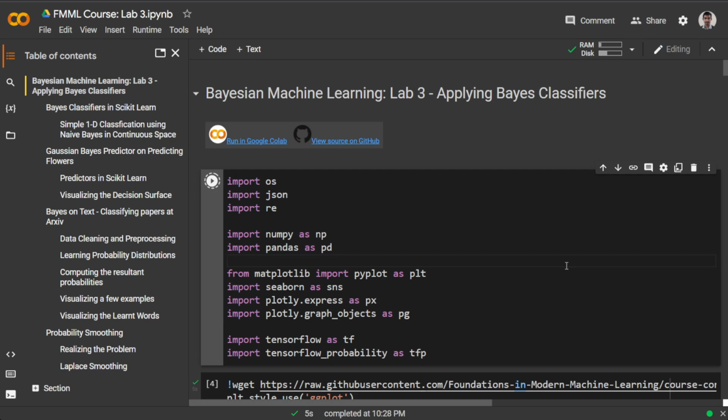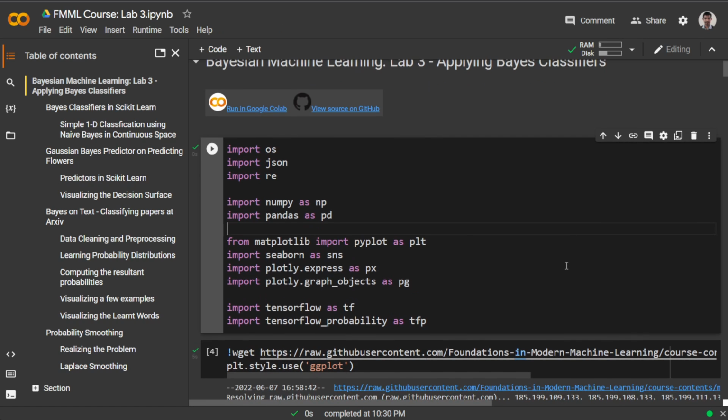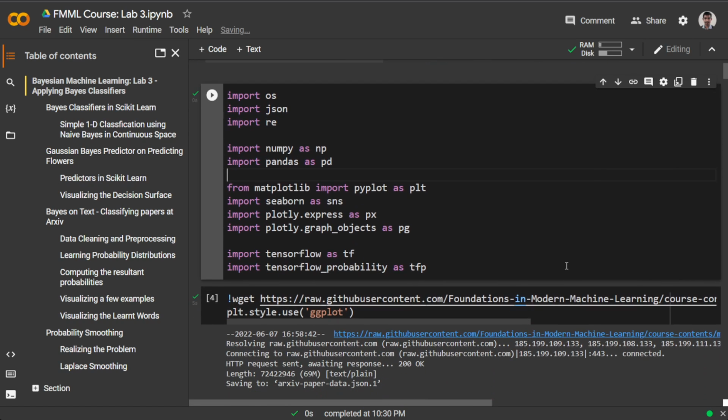In this lab, we are going to review what we have learned in the previous lab about Bayes classifiers and naive Bayes, and we are going to extend that to different types of data. In particular, we are going to try to extend our formulation to continuous space inputs, and to natural language inputs, so trying to classify text.